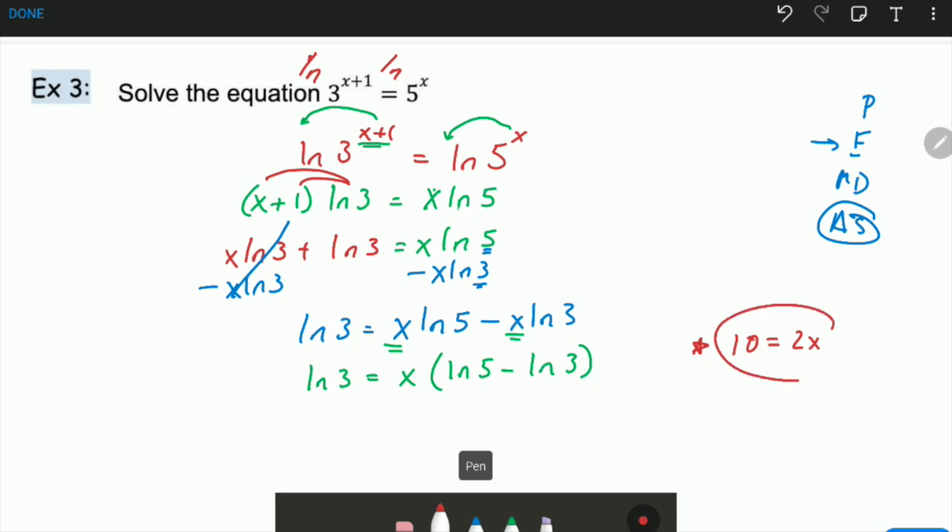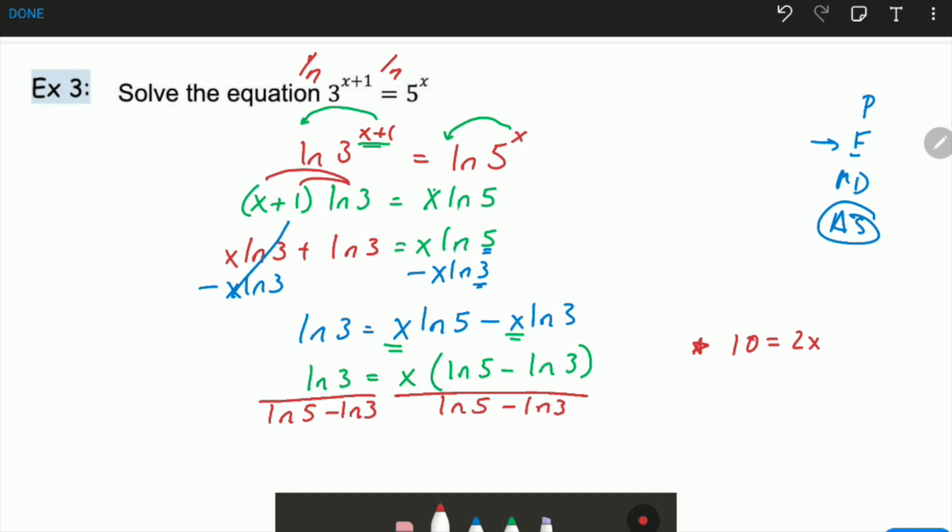And in order to get x by itself, in that basic situation, we would divide both sides by 2, divide both sides by our number that's connected to x by multiplication. So we will do the same thing here. Divide both sides by ln of 5 minus ln of 3. So we'll have as an answer x equals ln of 3 over ln of 5 minus ln of 3 as an exact answer.